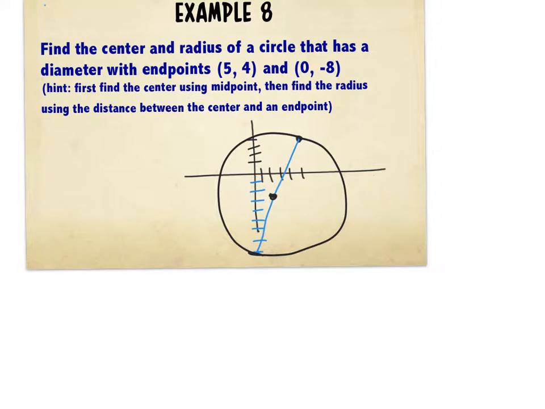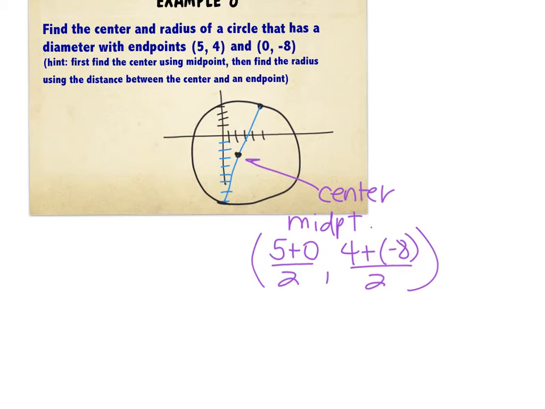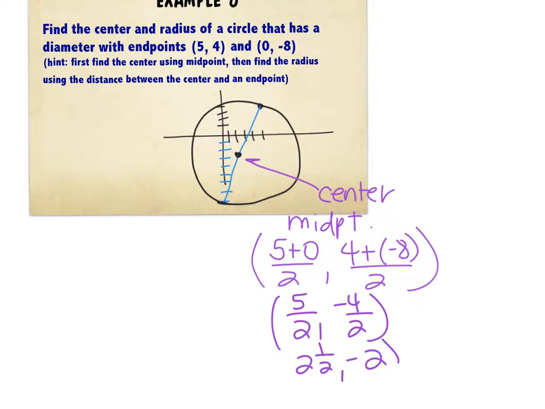So if I wanted to find the center of that, in relationship to those 2 points, what is that point? What's the center? It's the midpoint between those 2 endpoints. You see that? So the midpoint of this segment is my center. So I'm going to find the midpoint of those 2 points. I'm going to do 5 plus 0 divided by 2, and then 4 plus negative 8 divided by 2, which is 5 over 2 and negative 4 over 2, which is 2.5 and negative 2.